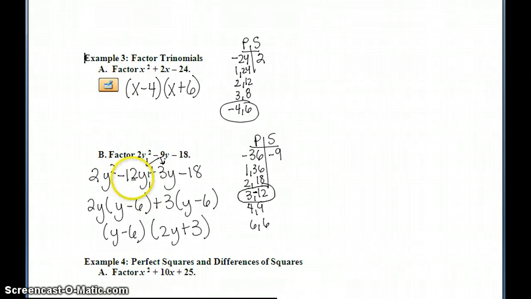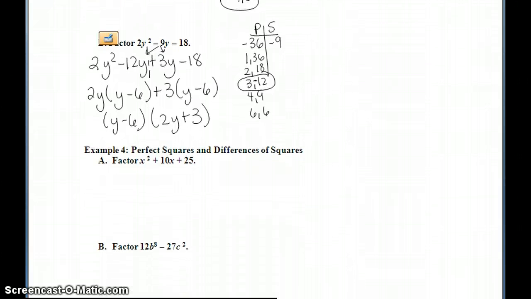It doesn't matter if I put my negative 12y first or my 3y first when I rewrite it up here in this step, but it seems to be easier if you put the negative one first if you've got the option of a negative and a positive. So that's just something to keep in mind.